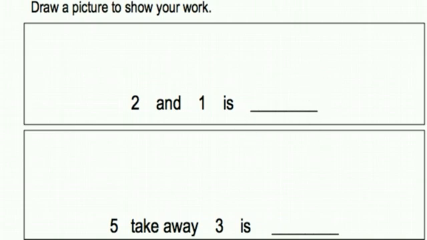The next thing we need to do is for you to express your thinking for 5. Take away 3 is. And let's put an answer here. Before you put an answer there, or while you're trying to figure out what answer you need to put here, I need to see a picture to show your work. 5. Take away 3 is.